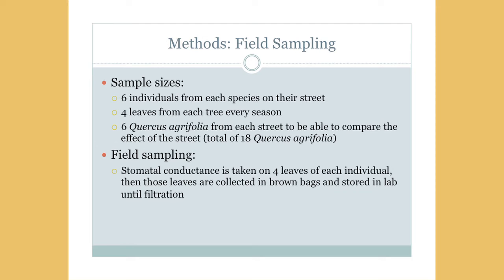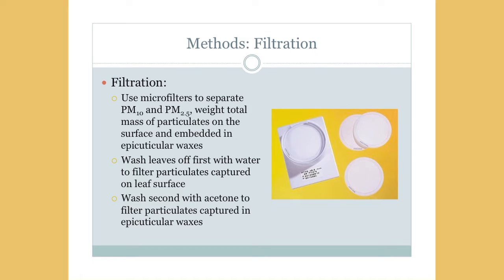I'm also taking stomatal conductance measurements. I take those on the leaves before I take the leaves off, and then I bag the leaves and bring them to the lab for filtration. I spend a lot of time in the lab. I have 2 different types of microfilters, one for PM10, one for PM2.5. First I wash my leaves with water to get all the particulates off the surface of the leaves, and then I use acetone after that to get them off the waxy layers. So I'm also comparing surface and epicuticular wax layer particulates.